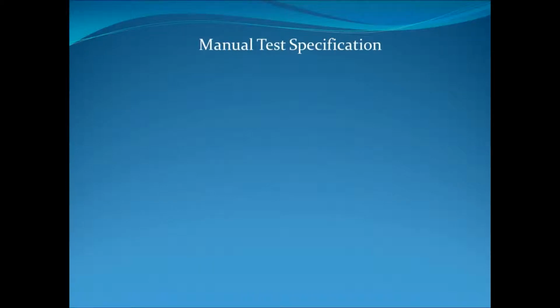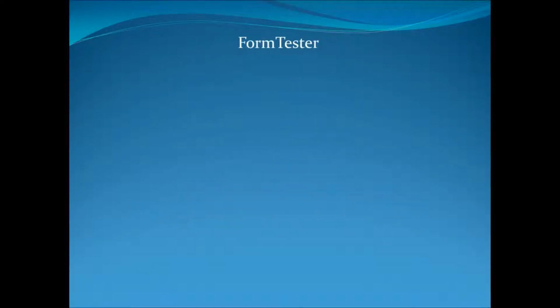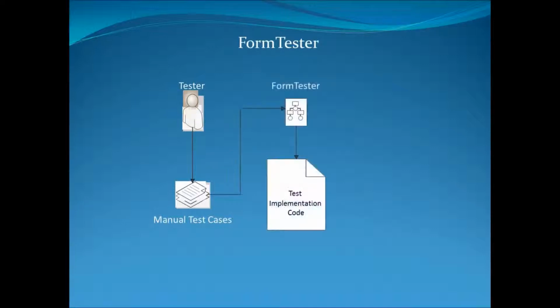In the normal automation process, a tester will manually write test cases, then script test implementation code to drive the system under test, or the SUT. We present FormTester, a new MBT tool that addresses these shortcomings. Using FormTester, the tester will still write manual test cases, but these now are used to recover a model of the SUT. From this model, test implementation code is automatically generated, and this then drives the SUT.